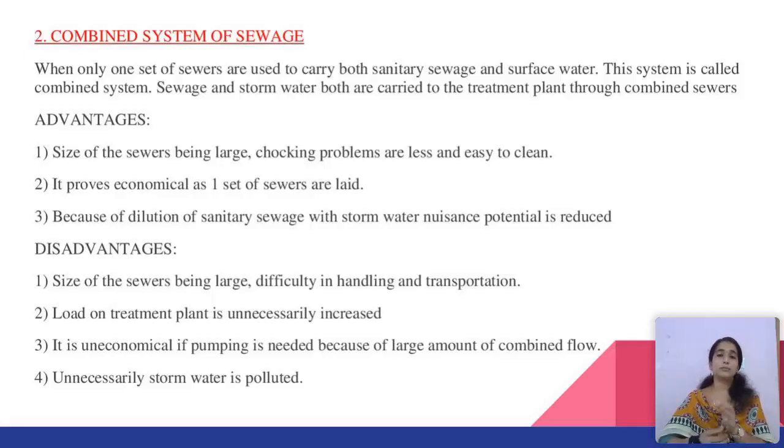Then stormwater is unnecessarily polluted. Basically, the majority of the stormwater is not polluted and we can directly dispose of it to the river. But if we combine it with the dry weather flow, it also gets polluted, and the quantity of this polluted water will increase, and the size of the treatment plant should also be increased due to this large quantity of polluted water.